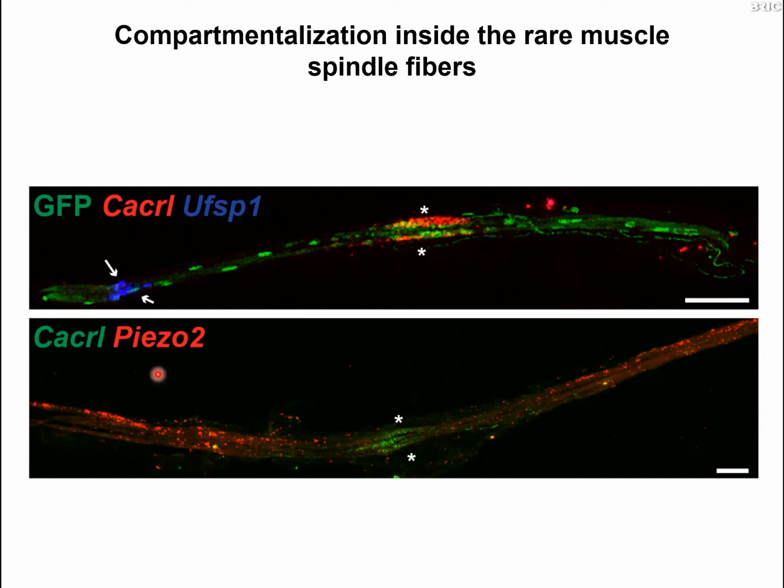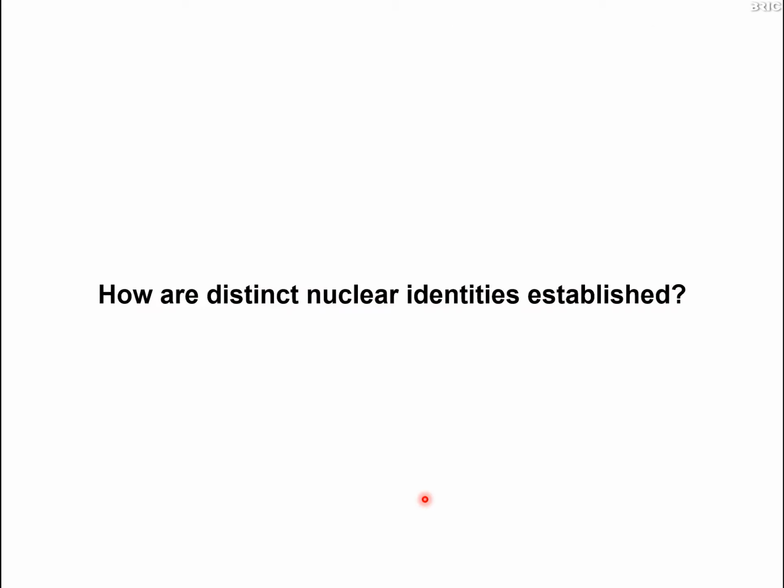In the second example, once again, CACRL is expressed only from the middle part of this isolated spindle fiber, and simultaneously, Piezo2 is expressed throughout the lateral part of this spindle fiber, but clearly excluded from the center part of the spindle fiber. So even in these rare and specialized myofibers, there are intracellular spaces and the transcriptomic programs are strictly compartmentalized. So how do all these diverse nuclear subtypes become established?